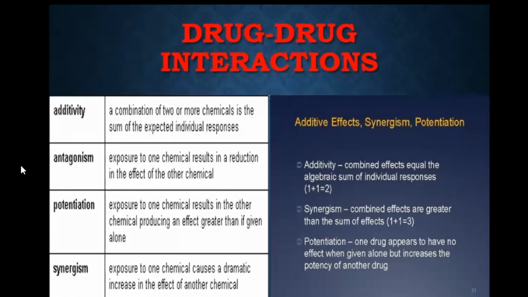So additivity is a combination of two or more chemicals with the sum of the expected individual responses. So additivity is 1 plus 1 equals 2. You are just giving two different drugs to achieve an enhanced biological reaction, but it's not supra-additive. It's just 1 plus 1 equals 2. The reason why we are doing this is because we don't want one drug given at a very high dose, which can lead to toxicity.